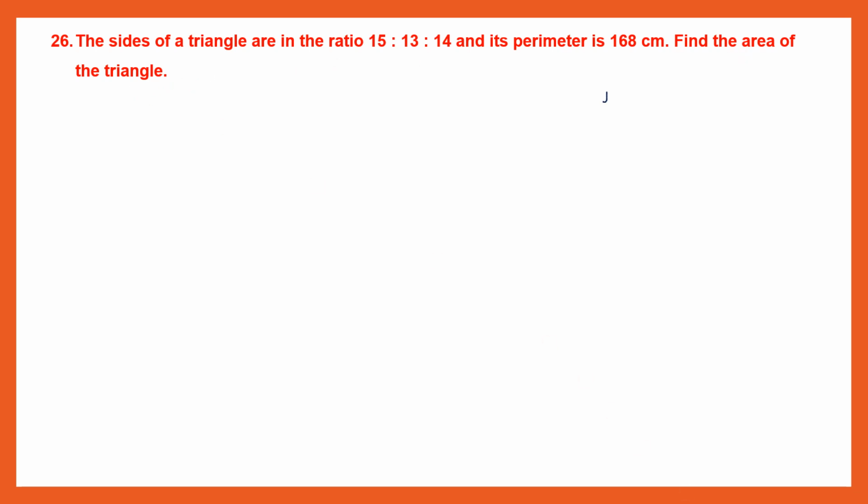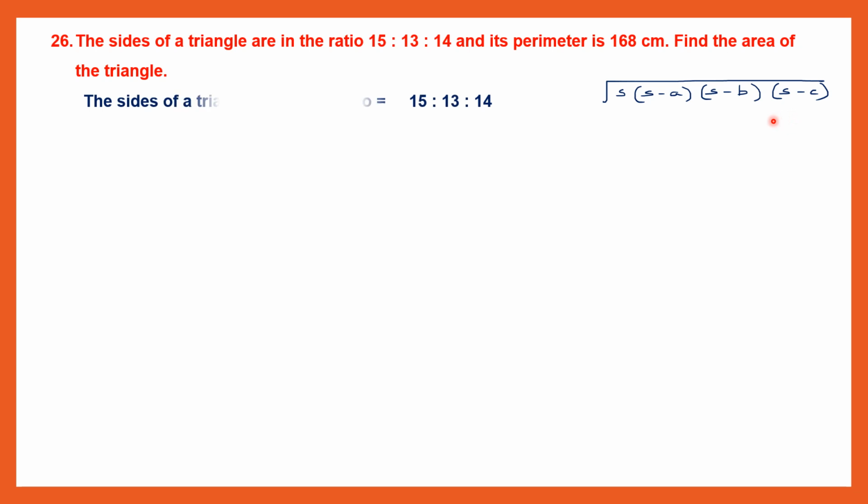The formula to find the area of a scalene triangle is the square root of S, which is the semi-perimeter, into S minus a, that is one side, into S minus b, which is the other side, and S minus c, which is the third side. So to find the area, we need to know the semi-perimeter and the sides. We don't know the semi-perimeter, that means we need to find it with the help of the perimeter. So we need to first find the semi-perimeter and then the sides, the ratios given. So we can use the ratio as the sides.